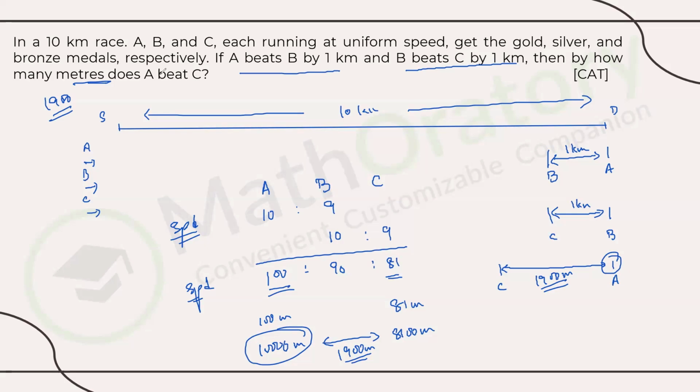How many meters does A beat C by? But even if you look at the question carefully, all the numbers that they have given are in kilometers, and at the end, what they are asking is in meters. Exactly. That is why the trap comes into play, right?